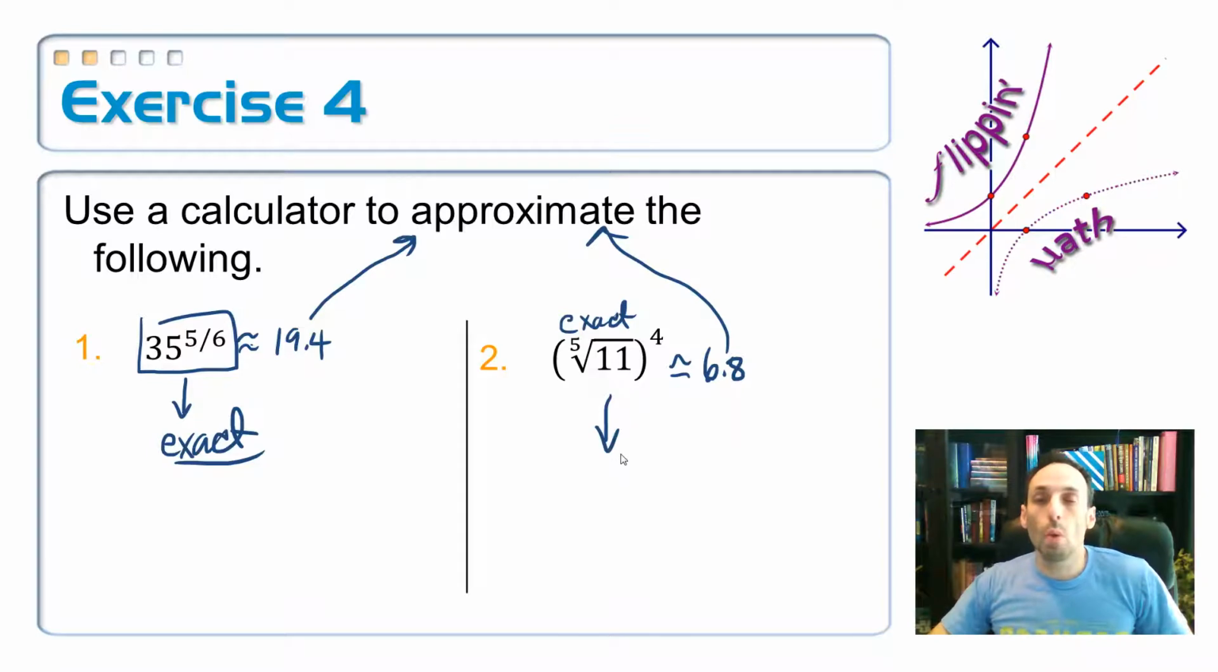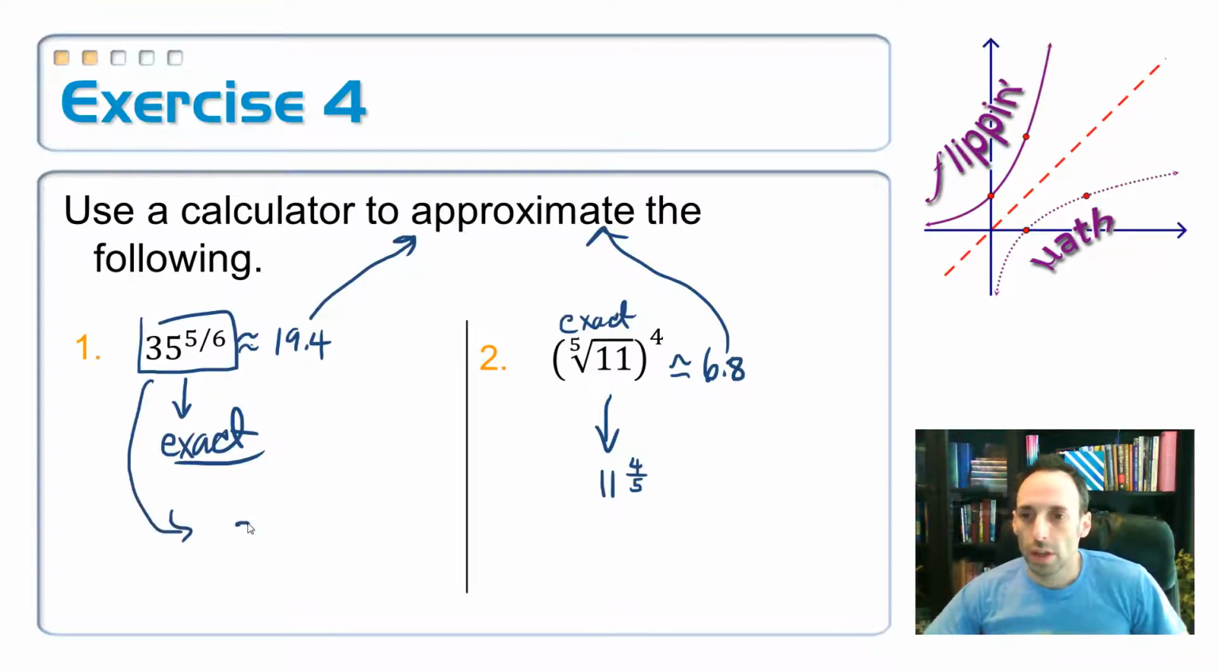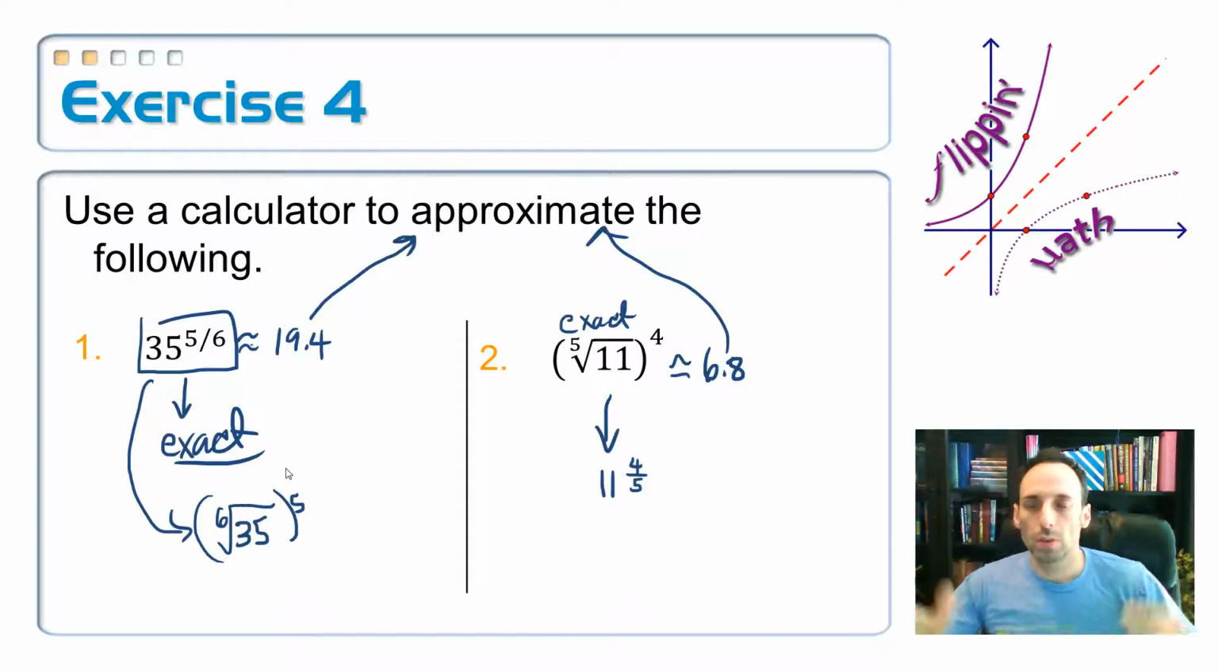And moreover, this could have been rewritten as 11 raised to the, well, 5 is the root, and it's making it small. That's going to go in the bottom of the fraction, 4/5 power. Okay, and back over here on this one, 35 is the radicand, 6 is making this smaller, so it would be the 6th root, all of this raised to the 5th power. So we should be able to transfer from one of those to the other one.